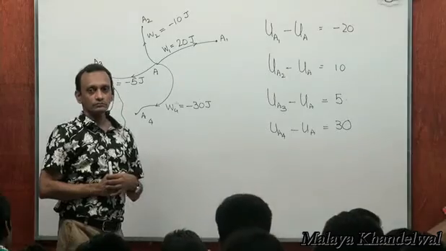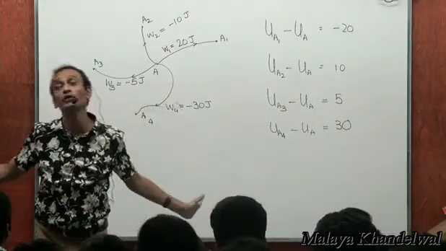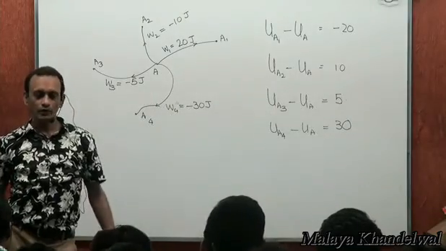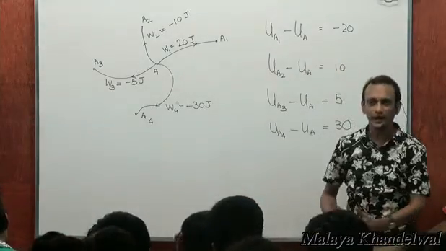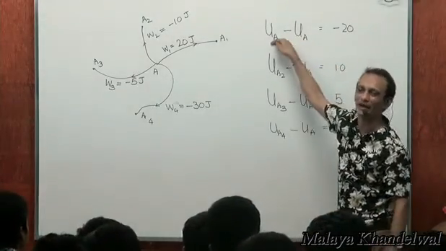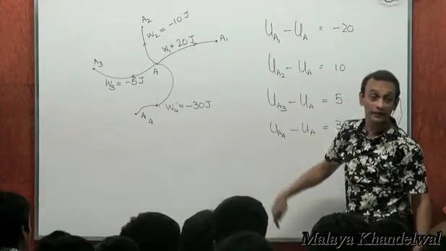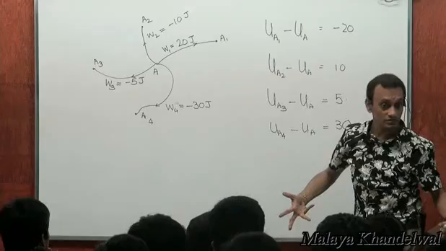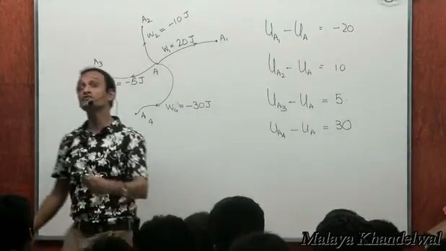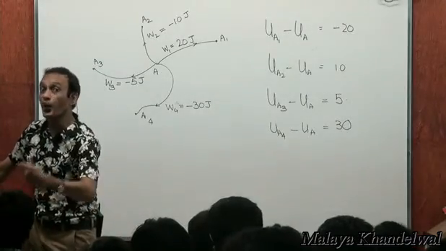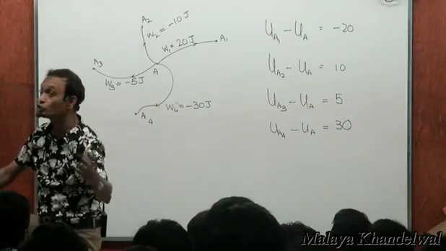Now, this I can do for all points A1, A2, A3, A4, A5, A6, AN, covering all points in that region. Right? But then, there is no way I can calculate UA or UA1. There is no way I can calculate UA2, UA3, UA4, UAN. None of this could be calculated. And in fact, it does not even matter what values exist for UA, UA1, UA2, UA3, UA4, UAN. It does not even matter.